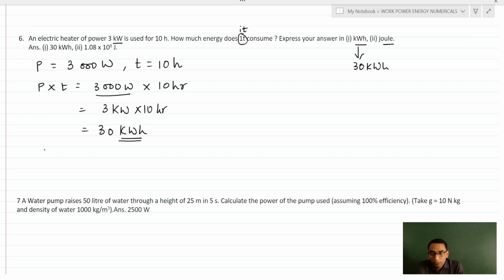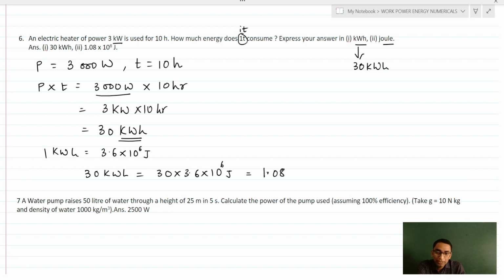Now we do know that 1 kilowatt hour is equal to 3.6 into 10 raised to 6 joules. That means 30 kilowatt hour is equal to 30 into 3.6 into 10 raised to 6 joules, which turns out to be 1.08 into 10 raised to 8 joule. That is the answer to our problem.